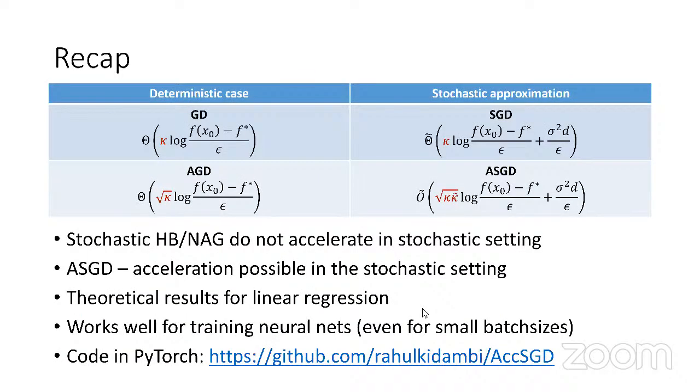So let me just try to recap. We saw that in the deterministic case, gradient descent has a linear dependence on condition number. Nesterov's accelerated gradient descent can improve this to a square root of condition number. In the stochastic setting, again, SGD has linear dependence on condition number.